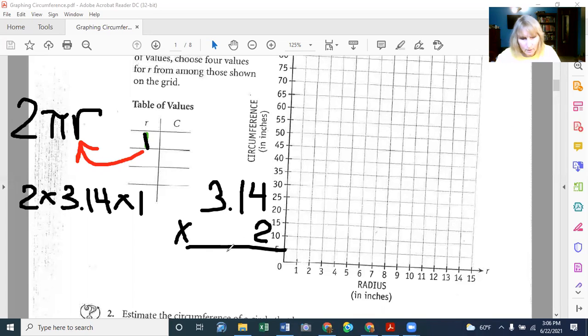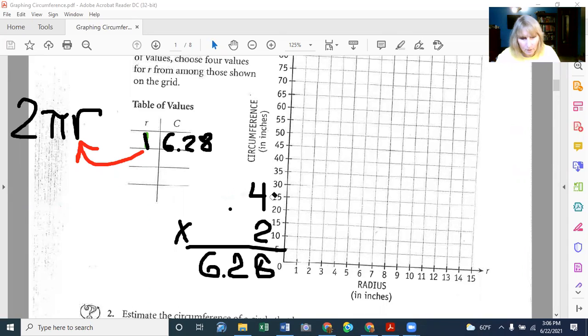2 times 4 is 8. 2 times 1 is 2. And 2 times 3 is 6. We have 2 numbers after the decimal, so we need 2 numbers after the decimal in our answer. So C, or circumference, when radius is 1, is 6.28. There's our first point. Okay, I'm going to erase a little bit so that I've got more space again to do this different number.